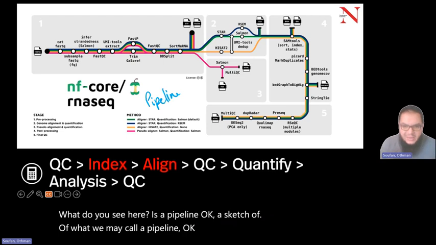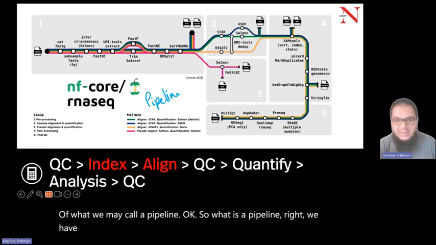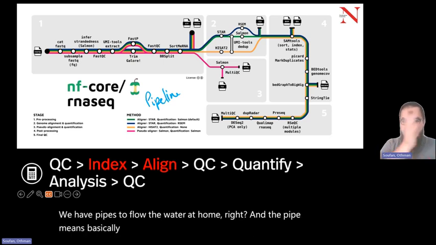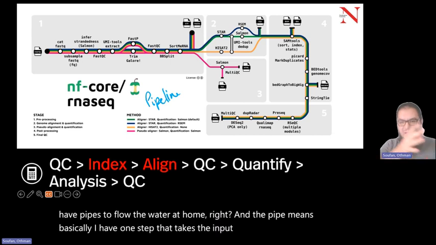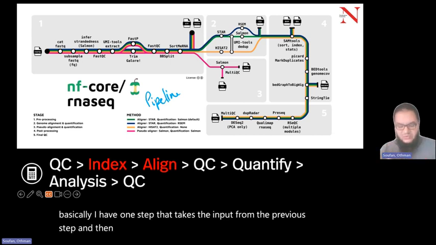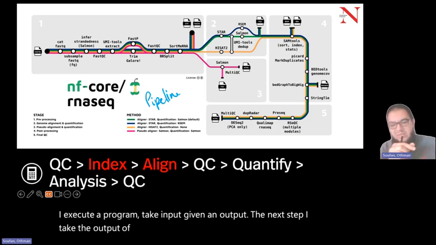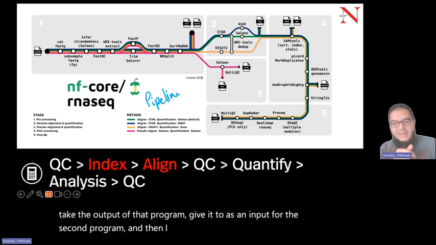So what is a pipeline? We have pipes to flow the water at home, right? And the pipe means basically I have one step that takes the input from the previous step, and then we keep going. I execute a program, take input, give an output. In the next step, I take the output of that program, give it as an input for the second program, and then I move on and repeat.